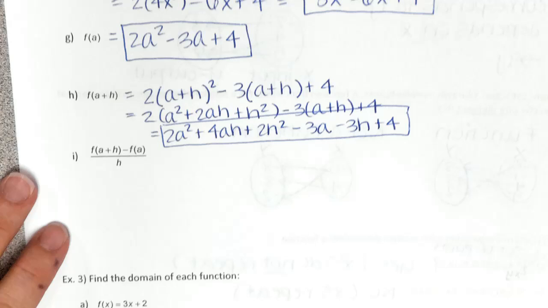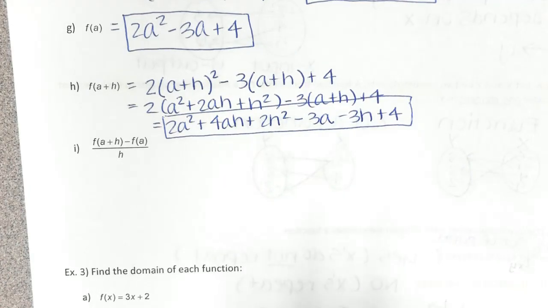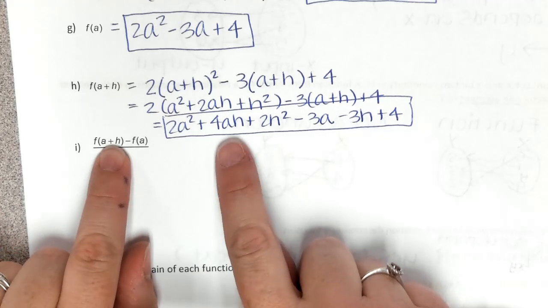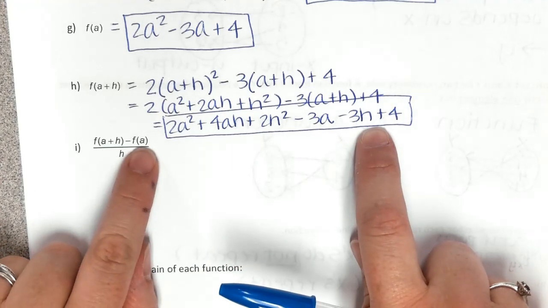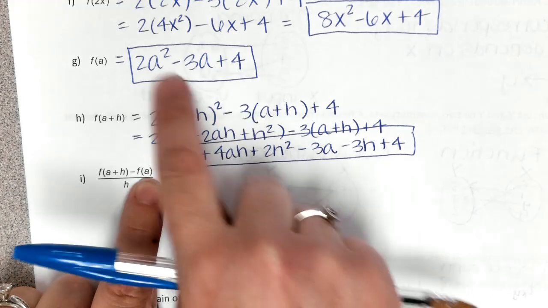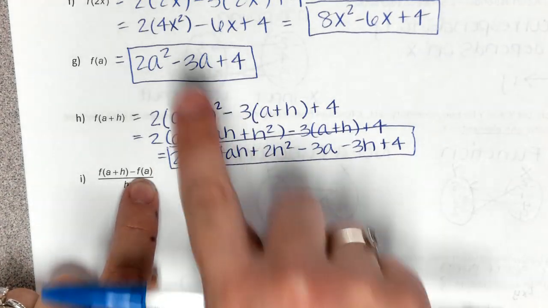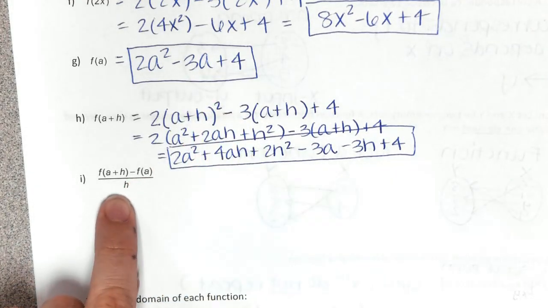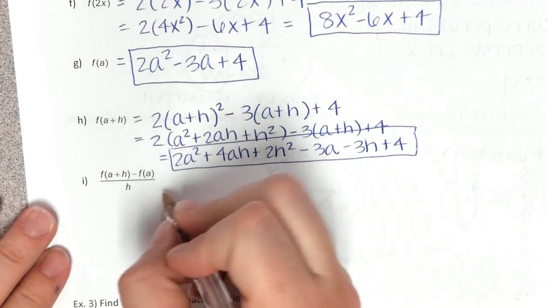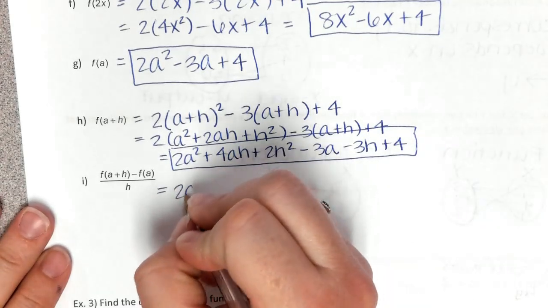All right. Now for the pièce de résistance. This is the hardest one. We're going to put some of these together. We are going to take the answer that we just got. We're going to subtract f of a, which is this one. You're going to subtract those 2 functions, and then you're going to divide the whole thing by h. So let's set it up. Write out that whole thing.